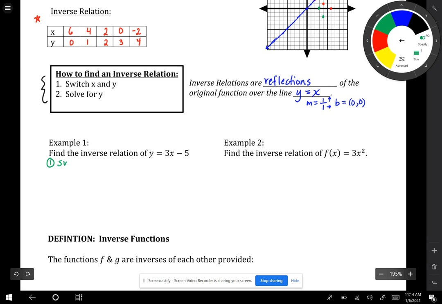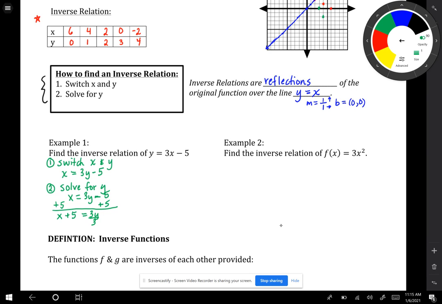I'm going to even write it for this first problem. We have x equals 3y minus 5. So I've switched x and y. Step 2, we are going to solve for y. We have x equals 3y minus 5. We want y by itself, so we're going to add 5 to both sides. We have x plus 5 equals 3y. And then finally divide both sides by 3.